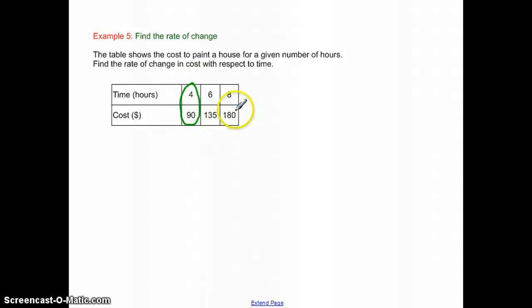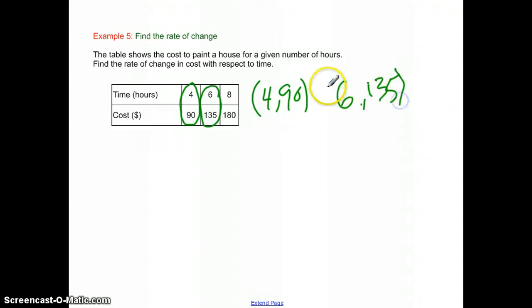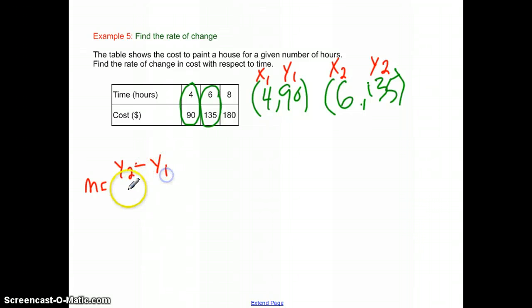So if we look at this here, that's like an ordered pair or a coordinate. So we can say 4, 90. If you look at this one, that's like another ordered pair. So we got 6 and 135. Okay. So this is like our first point, so that's our x1. This is our y1. This is our x2. This is our y2. So if we use that slope formula of y2 minus y1, all over x2 minus x1.